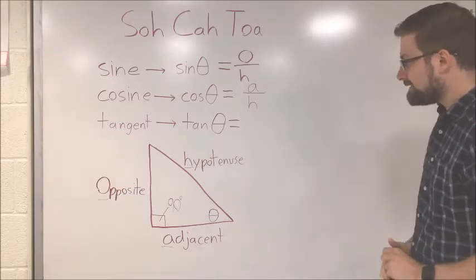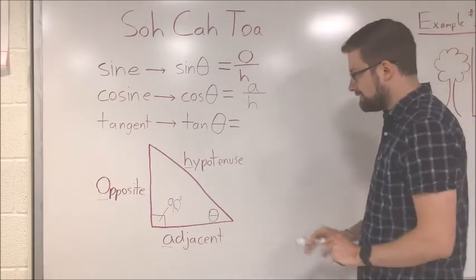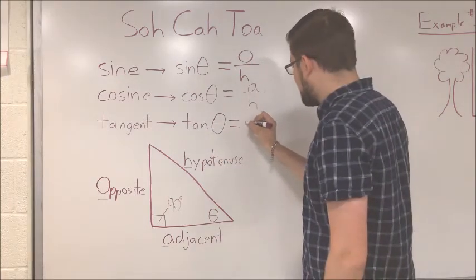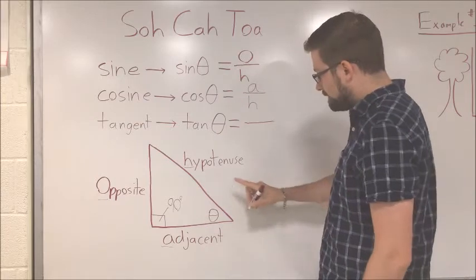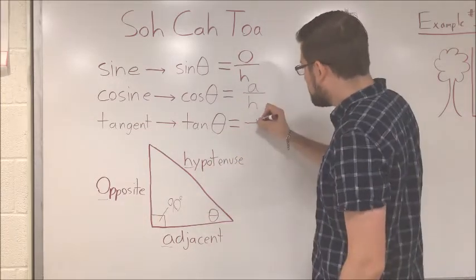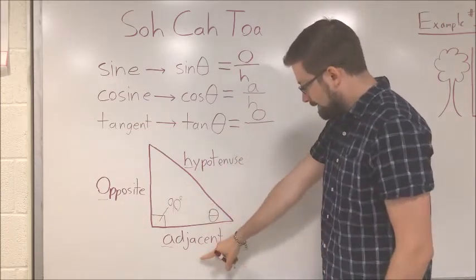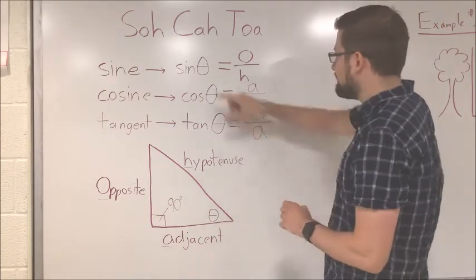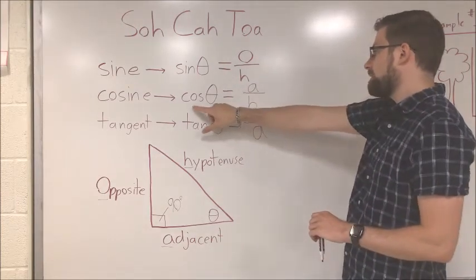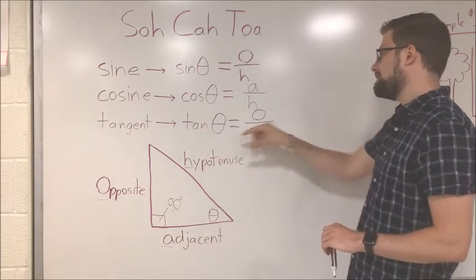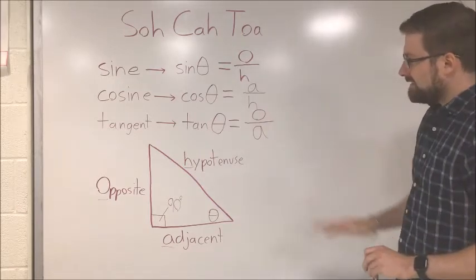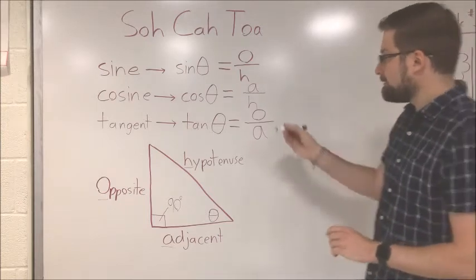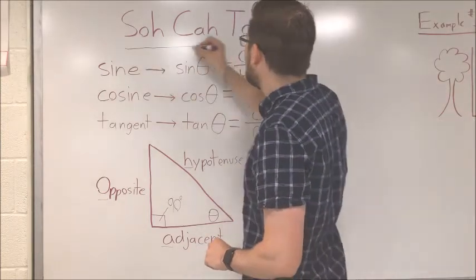And then the last combination is going to be for tangent. So tangent, if you take the tangent function and you plug in theta, you're going to get a number that's equal to the opposite side divided by the adjacent side. Okay, so for sine it was O over H, for cosine it was A over H, and for tangent it is O over A. Now, the common way to remember all of these fractions is with this word, SOHCAHTOA, okay?